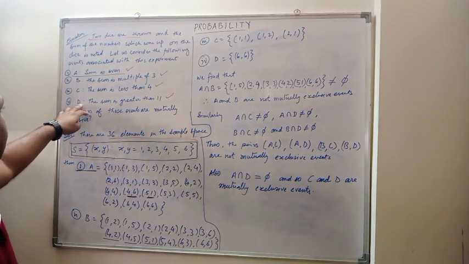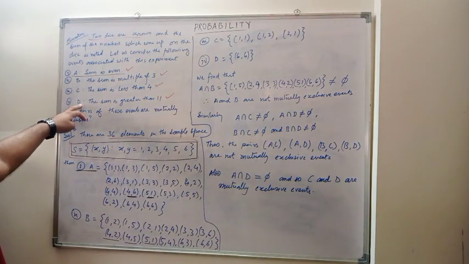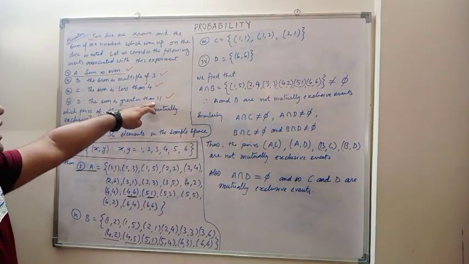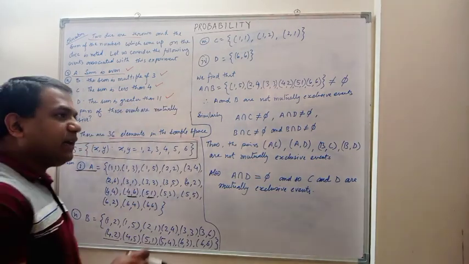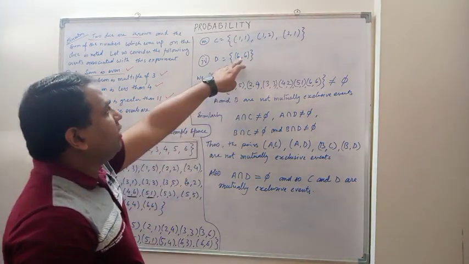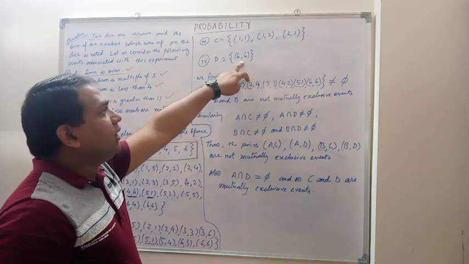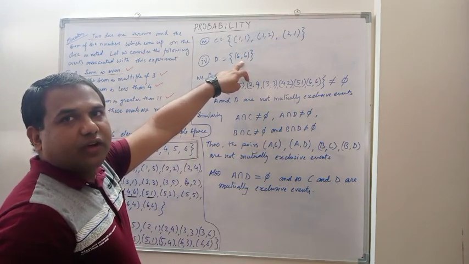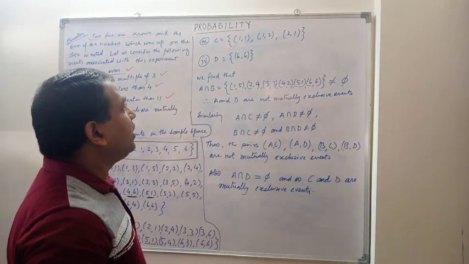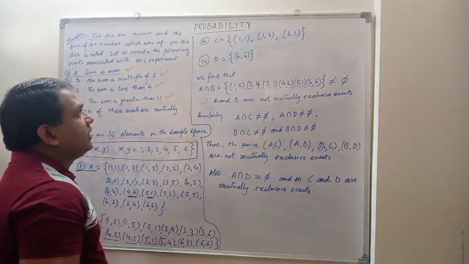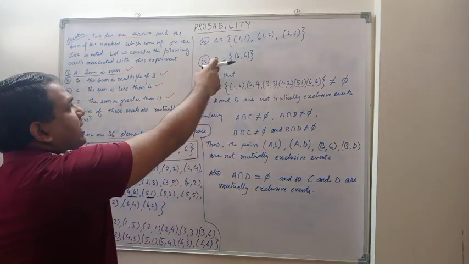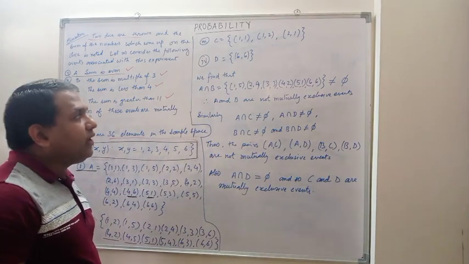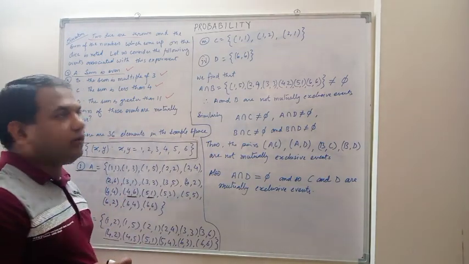So the fourth one, that is D, the sum is greater than 11. So there is only one sample point available, that is 6 plus 6, that is 12. So we are getting only one sample point over there. This is also known as a simple event, or an elementary event.